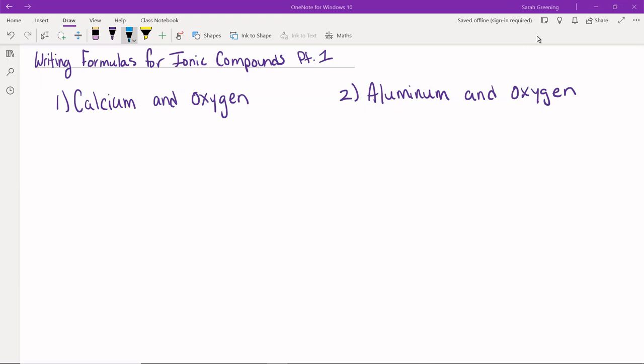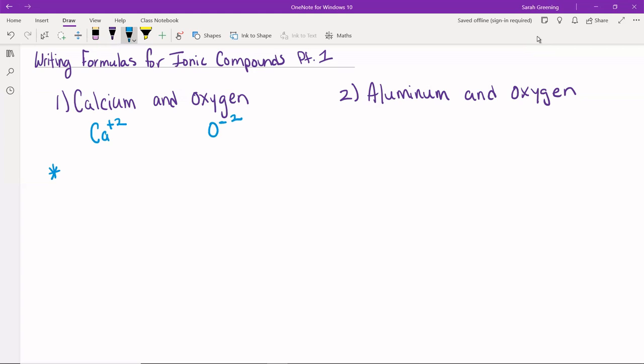And I'd like to refer you to the periodic table video, which goes over various elements and what their charges are. So if we were to look at the periodic table in group 2, we will find that calcium has a +2 charge. And oxygen, which is located in group 16, has a -2 charge.